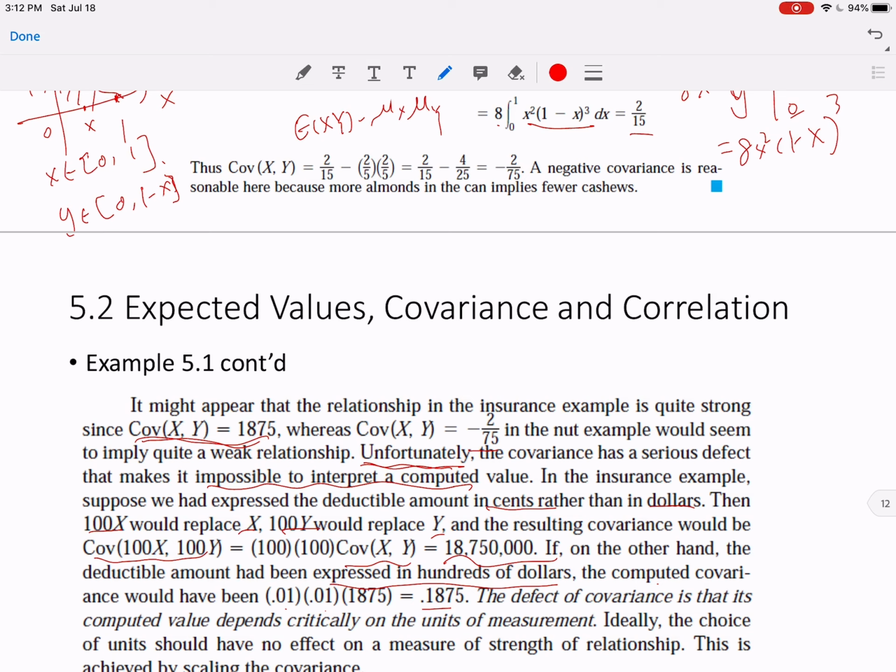So basically this is 10,000 times smaller than the original value we got before. But same thing here, we didn't do anything new, but only change the unit. Okay, now let's talk about the defect of the covariance.